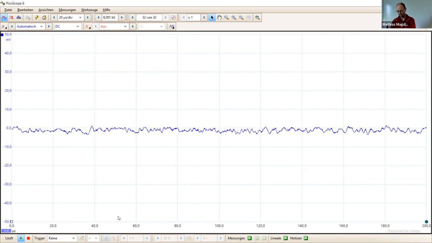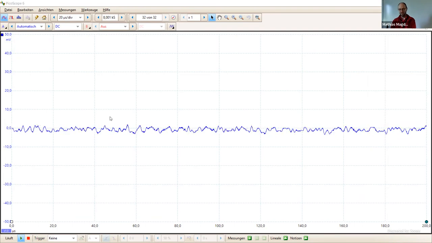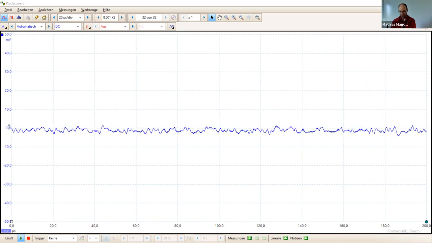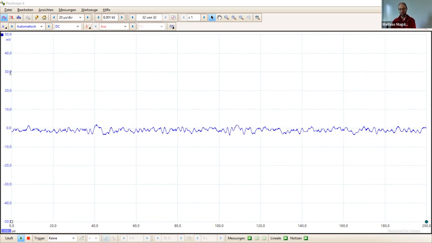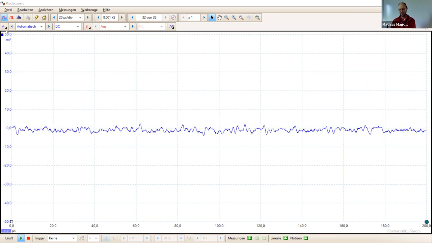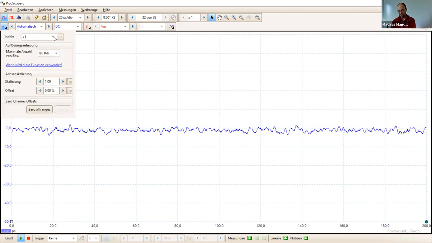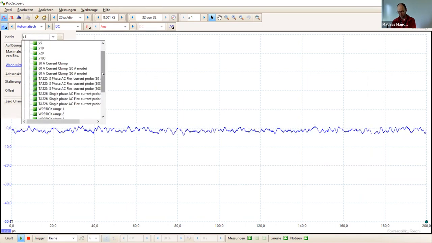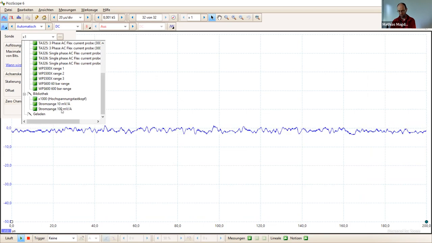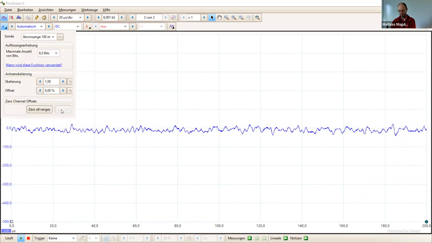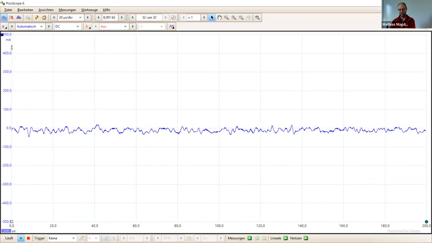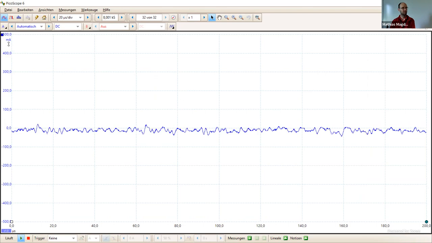Let me move my zoom bar here a little bit up. So now you see that it's already measuring something. I have to tell the program that we use a current probe here. At the moment it's measuring voltage in millivolts. So I will change it and I will say it's my current probe here, set to this 100 millivolts per ampere. And then interestingly, the program will automatically change to milliampere, measuring current.